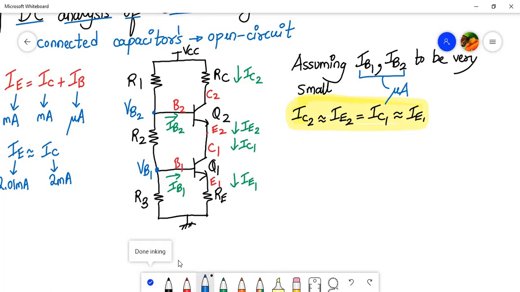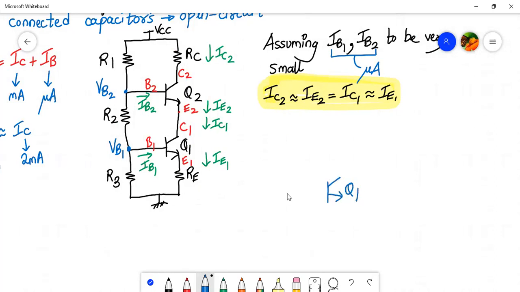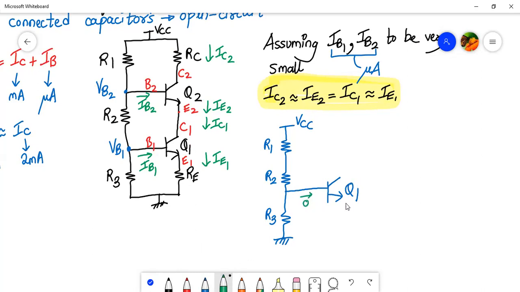So let me redraw the network. Let me slightly go down. Let me redraw this for the Q1 transistor. This is Q1, and let me draw this side. This is R1, R2, and R3. This is R3, R2, R1. And here the current flowing is almost negligible, zero current flow. It doesn't matter what we have connected at the top or bottom. You just have to concentrate over here.